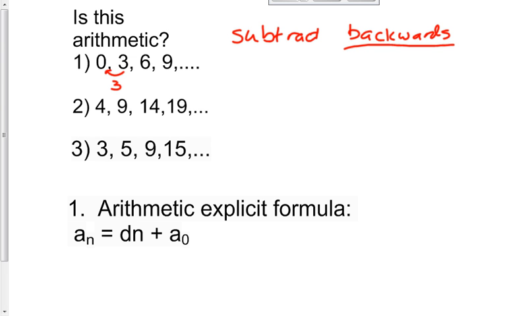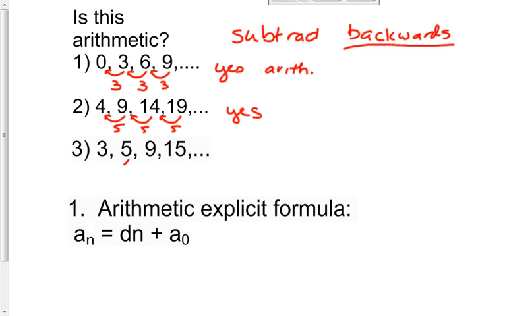3 minus 0 is 3. 6 minus 3, 9 minus 6. We get the same thing every single time. So yes, this is arithmetic. Next one, 4, 9, 14, 19. Again, you have to subtract backwards. 9 minus 4, 14 minus 9, 19 minus 14. We get the same thing every time. So again, this answer is also yes.